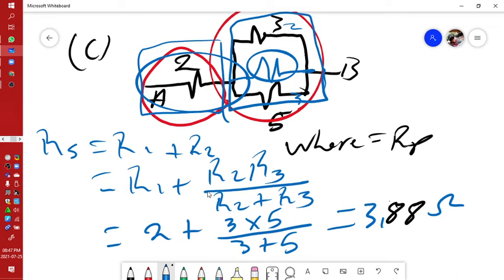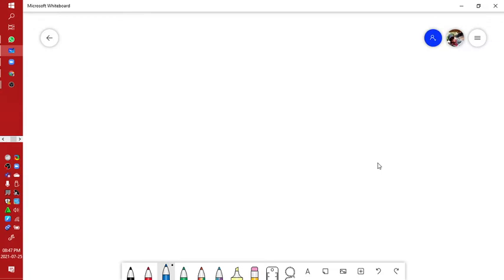Okay. Then I have number 11. Now you want number 11. So number 11 says calculate the unknown values in each of the following. Okay. Calculate values of the unknown. Let me draw the circuit. So we have your battery of 12 volts.